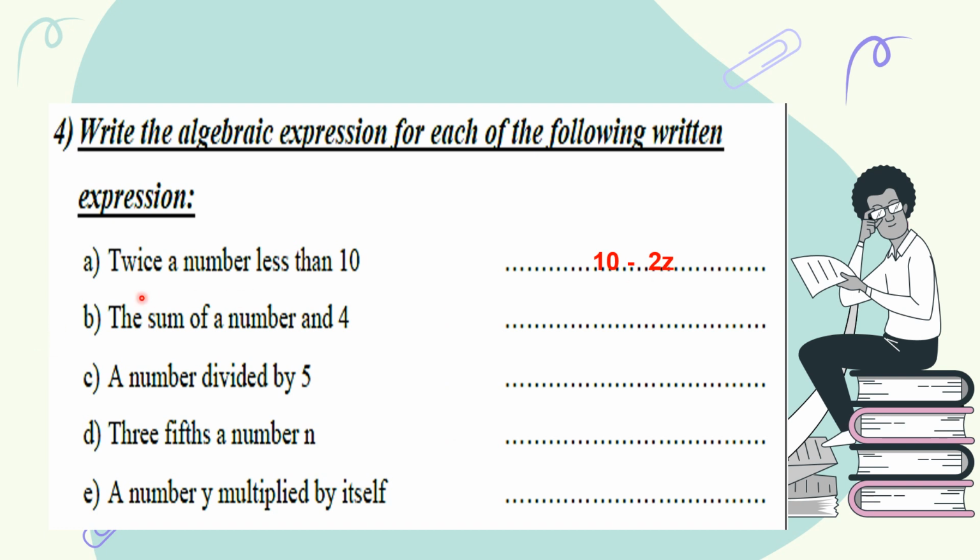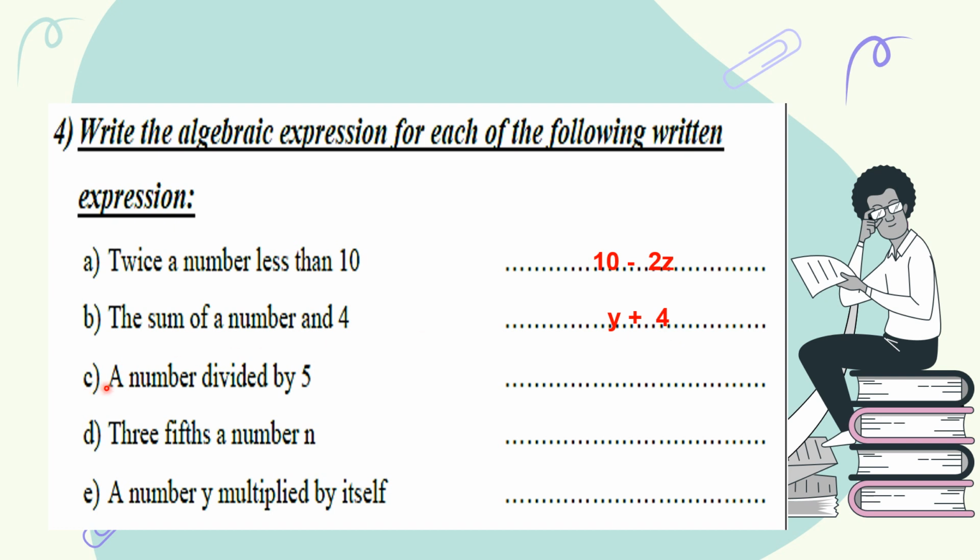So, here, twice a number less than 10. That means we will start from 10, what's before than, and then minus 2z, because we have here twice a number. In letter B, the sum of a number and 4, which means x plus 4 or y plus 4 or any letter you want. So here we will write it y plus 4.